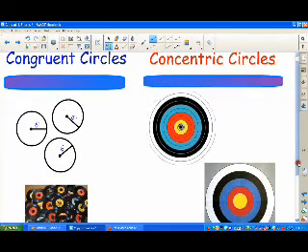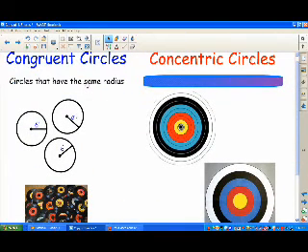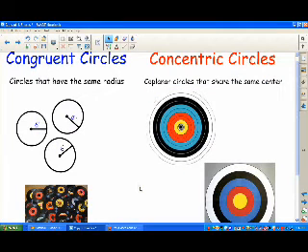All right, now some other little terms here. Congruent circles are just circles that have the same radius. And concentric circles are circles that share the same center. They just have different radii. And these also have to be coplanar. Okay, so you can think of a bullseye as a great example of what concentric circles are.